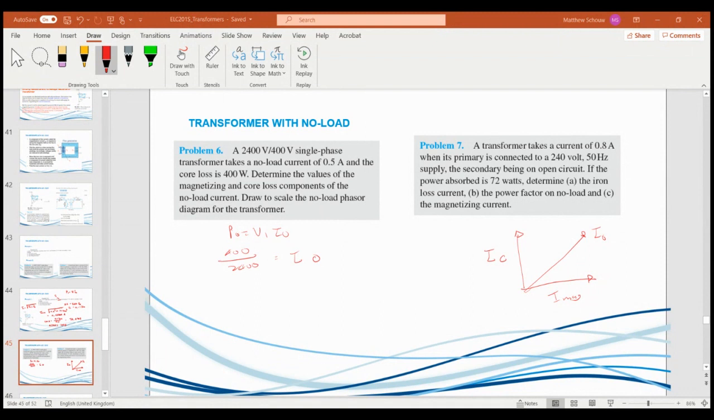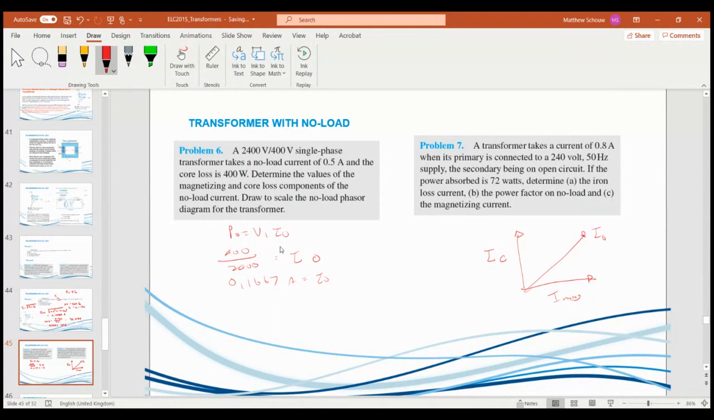Am I missing something here? 400 divided by that, so it's 6 amps. No, man. 400 divided by that is 0.166. Power divided by voltage, not the other way around. Okay. 0.1667 amps. I think that's the one value.